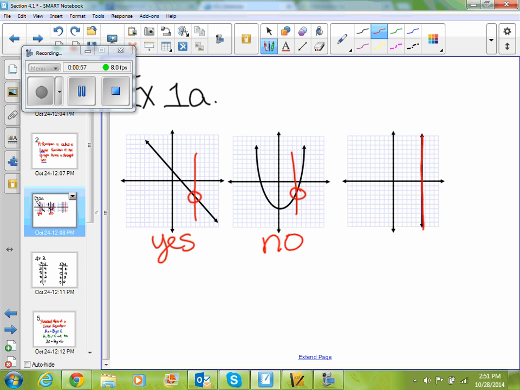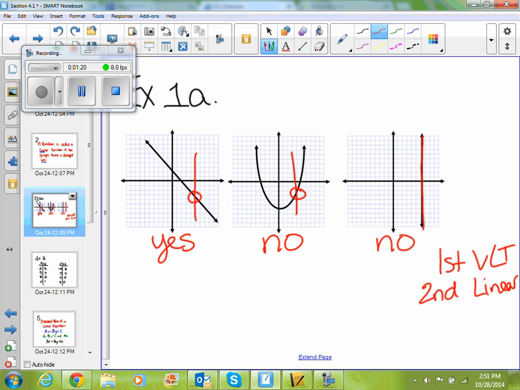Does this one pass my vertical line test? No. So then it's not a function. Okay, we don't worry about if it's a straight line if it doesn't pass my vertical line test. So you have to do both, okay? First, you do your vertical line test. Then second, you see if it's actually linear.